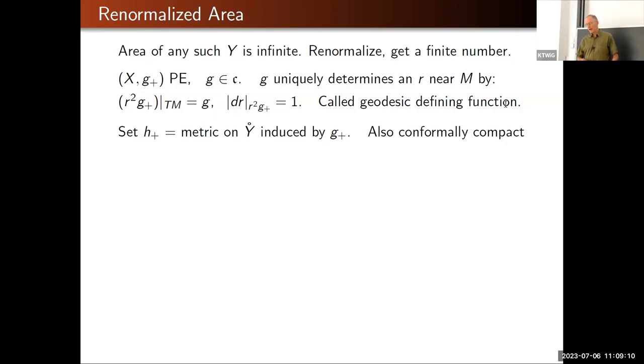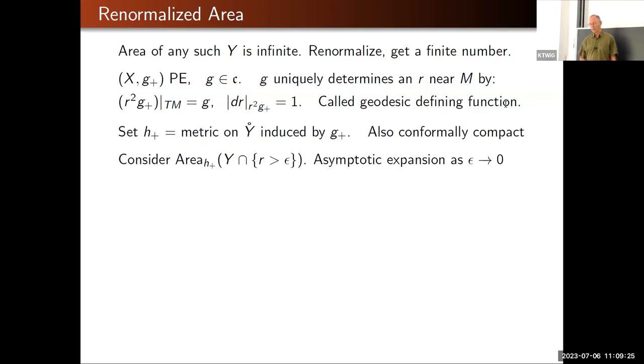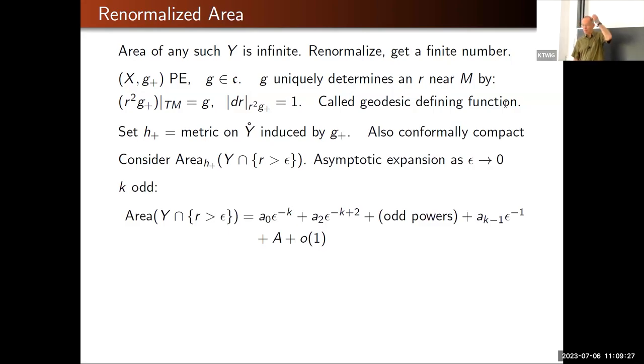So the area of Y is infinite, but what we're going to do is look at an expansion of the area when we move in by a small amount epsilon, and then let epsilon go to zero. So this is going to go to infinity, but it has a nice asymptotic expansion. And this is the form of the asymptotic expansion. Remember, k is the dimension of the submanifold in the boundary. The form of the expansion depends on whether k is even or odd.